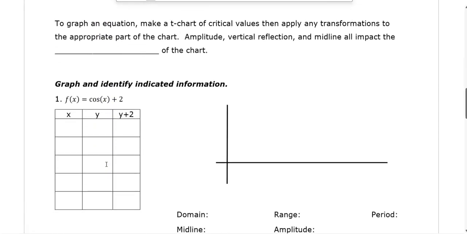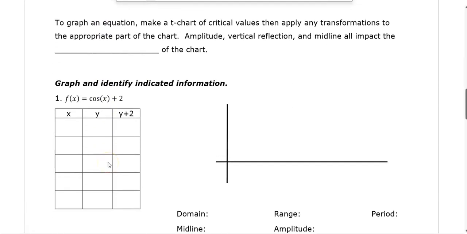So now let's go ahead and look at what we have here. To graph an equation, we're going to make a t-chart of critical values, then apply any transformations to the appropriate part of the chart. Amplitude, vertical reflection, and midline all impact the y of the chart.